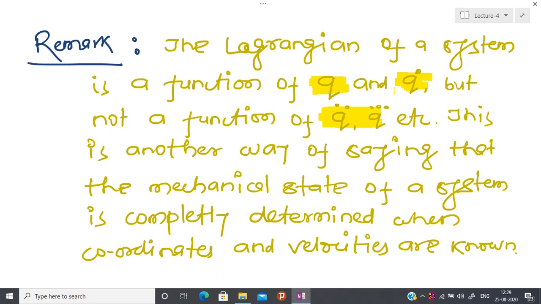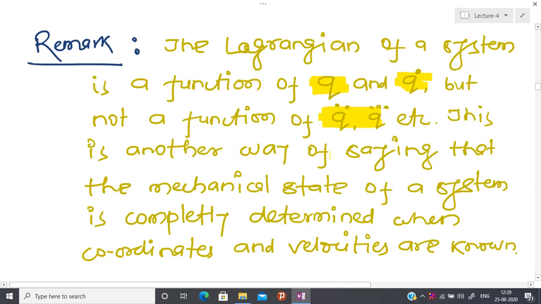And somehow the geometrical or physical notion is motivated from here only. So the Lagrangian of a system is a function of q and q dot, but not a function of q double dot and q triple dot. So we have defined it like that only.